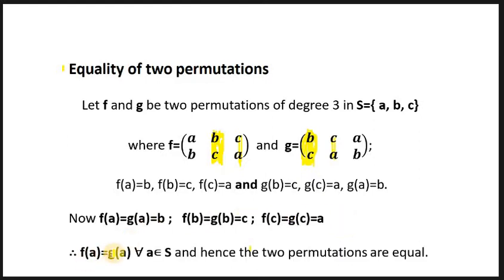Therefore f of a is equal to g of a for all elements a belongs to S, and hence the two permutations are equal. See, if f of a is equal to g of a for a belongs to S, then the two permutations f and g are equal. So it is equality of two permutations.